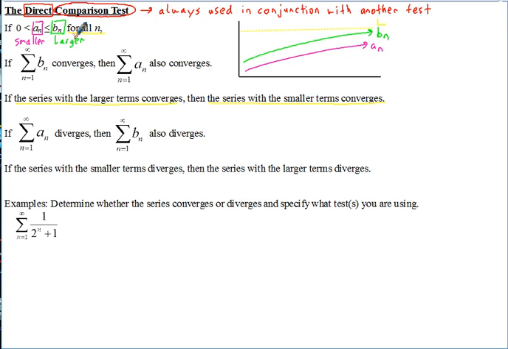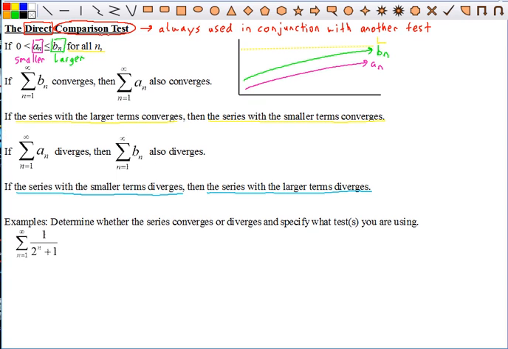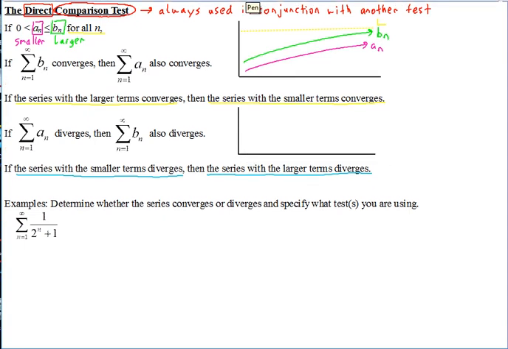Now it also works kind of the other way around. The other way we can use the direct comparison test is if the series with the smaller terms diverges, that's our a sub n, then the series with the larger terms would also have to diverge. So to get a conceptual understanding of why that would be, let's again draw a little sketch of what this could look like. So this time, our a sub n, the series with the smaller terms, diverges.